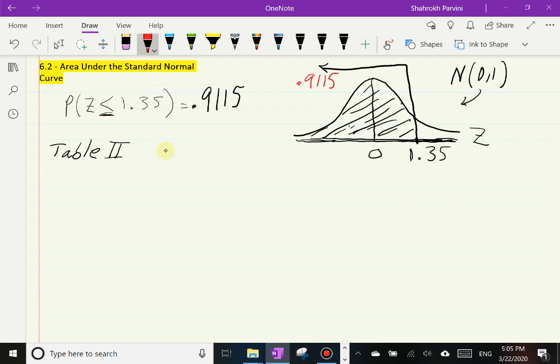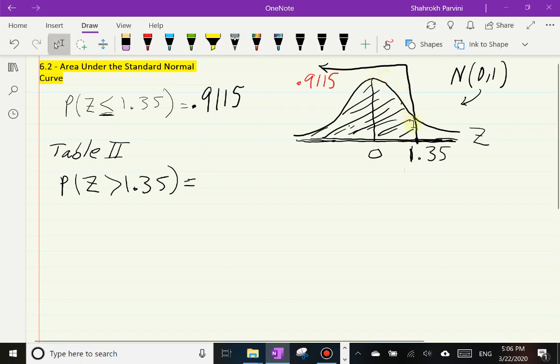Now, let's say, for example, we want to find the probability of a z that's above 1.35. Notice it's just the opposite of what the author is going to give us in his table. So in order to do this, what I can do is the following. I can say, well, the area to the left of 1.35 is 0.9115, and the area under the entire curve, from negative infinity to infinity, is 1.